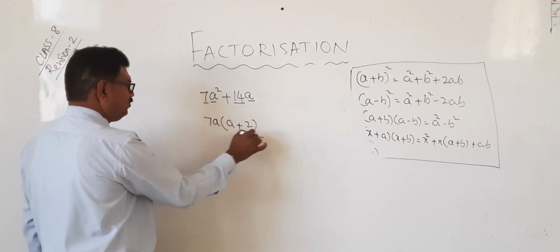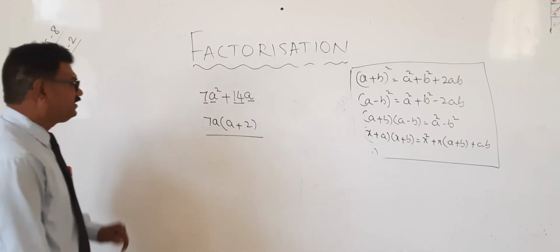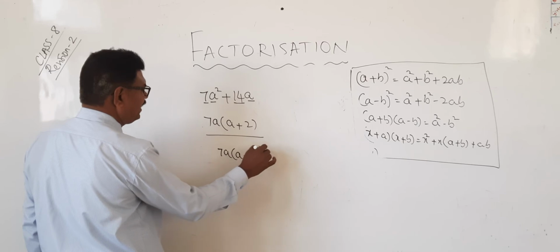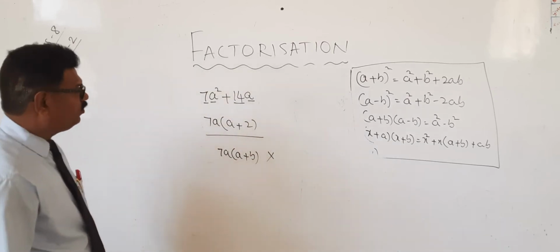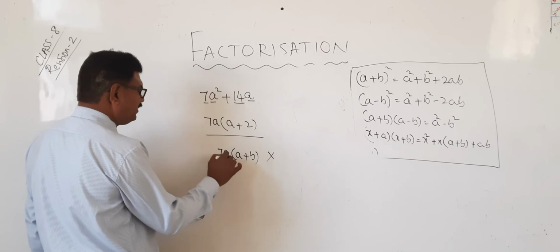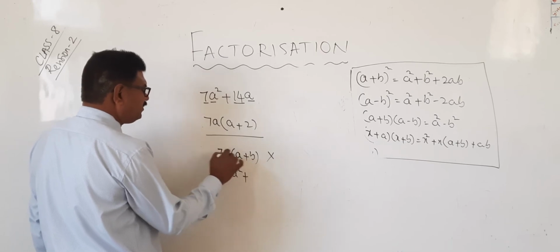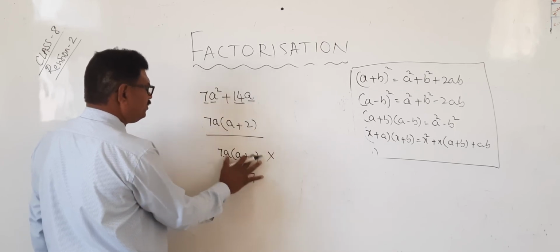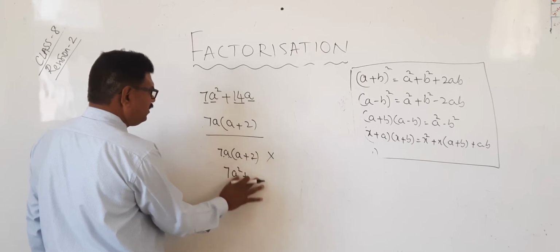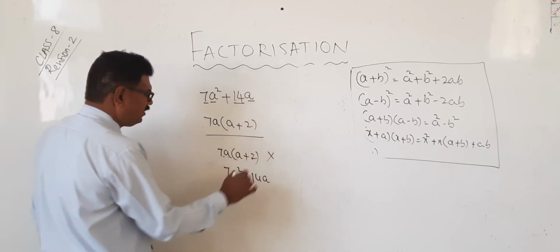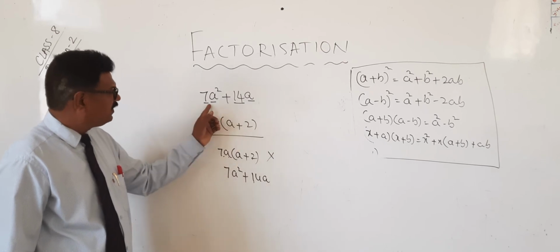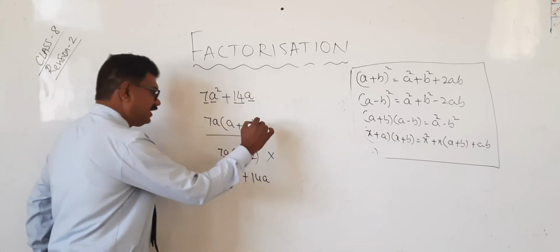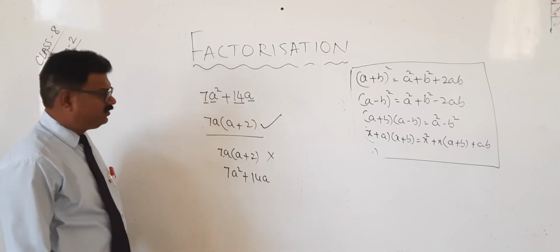Therefore, what happened? 7a into a plus 2. For example, you may have a doubt that this is not the correct answer. We will prove it. 7 into a into a is 7a square, and 7 into 2 is 14, plus 14a. Now see, 7a square plus 14a. That means 7a into a plus 2 is the correct answer. Okay?